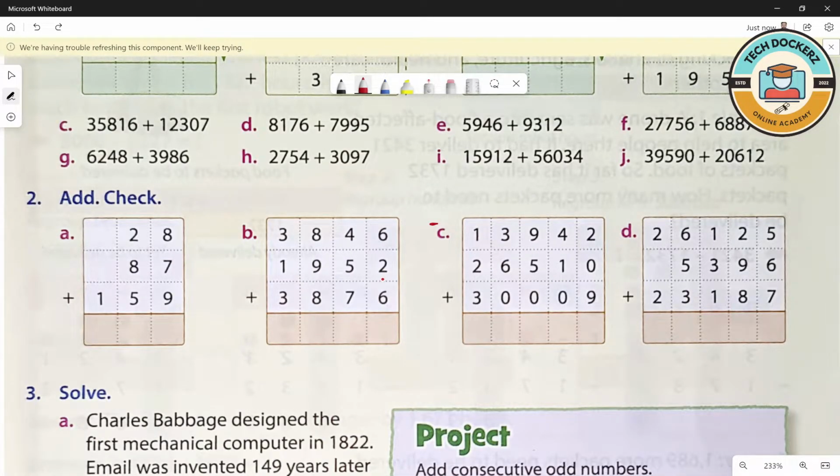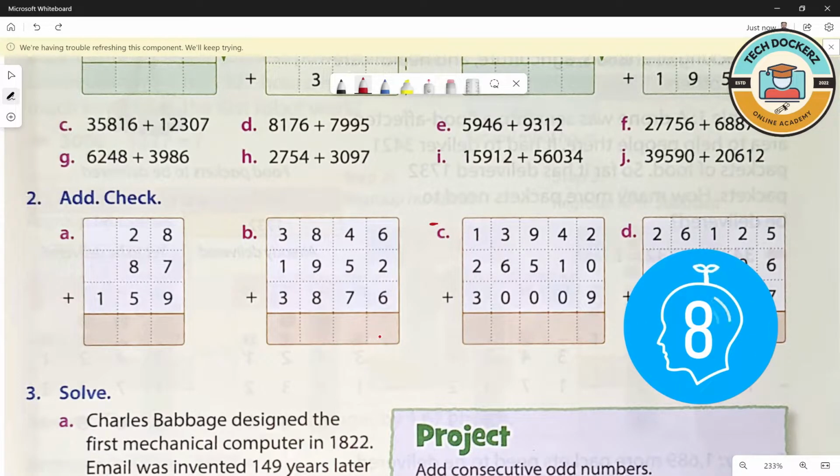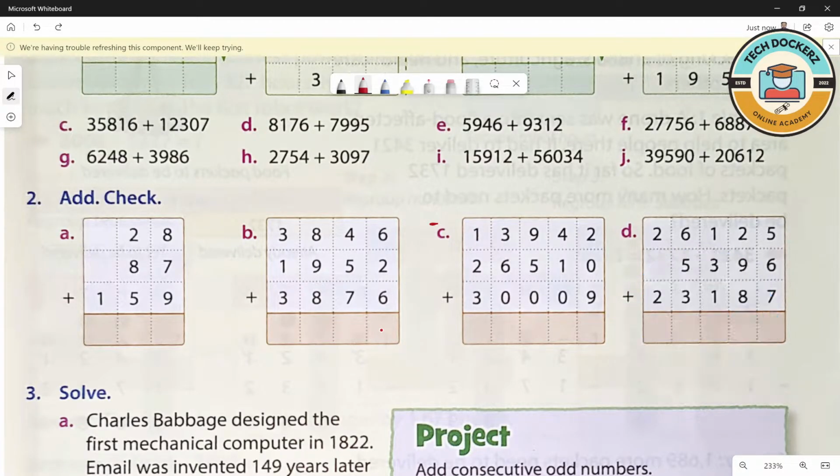6 plus 2, 8, and 8 plus 6. Keep 8 in your mind and 6 on your fingers. Start counting after 8, 9, 10, 11, 12, 13, 14. We can write here 4 and 1 will be the carry. 1 plus 4, 5, 5 plus 5, 10, 10 plus 7, 17, 1 will be the carry.